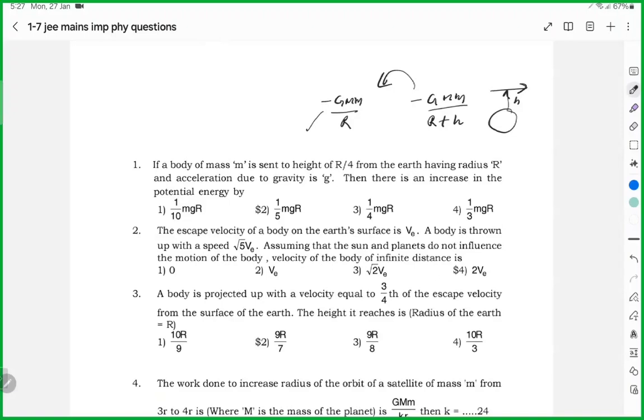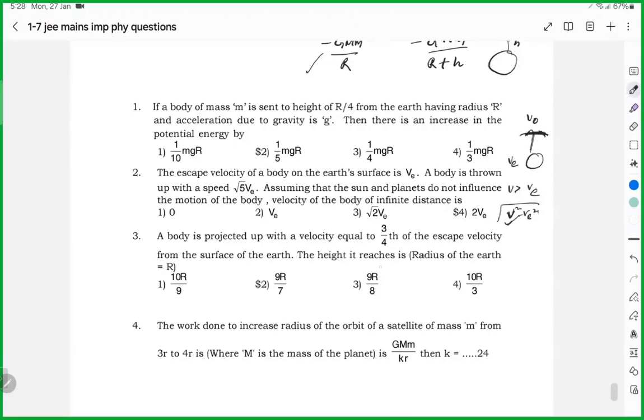Here it is. So if you project with escape velocity, it just reaches the infinite region, and finally its velocity becomes zero. That is the minimum velocity. If you project with greater than escape velocity, then here v is the velocity with which you throw it. With this velocity you throw it, even at infinite distance it has a velocity. That velocity can be calculated by using this formula.